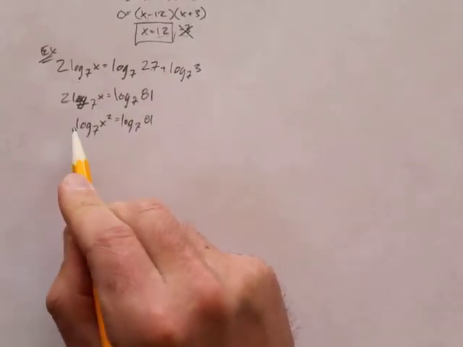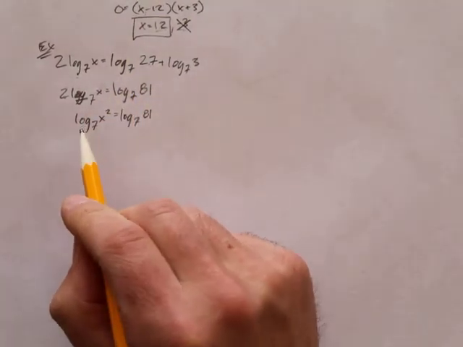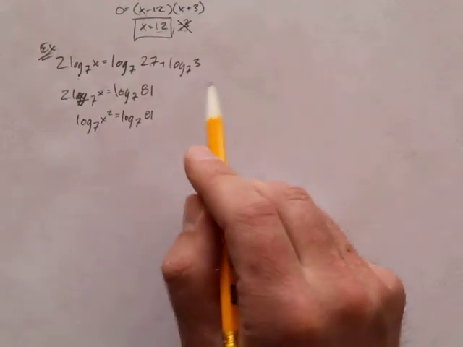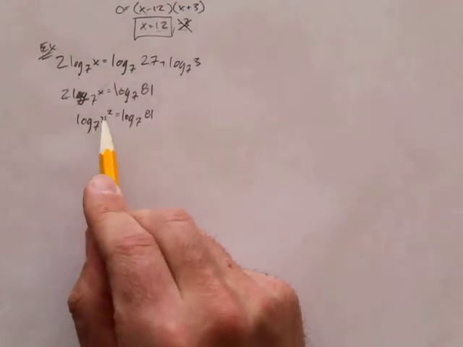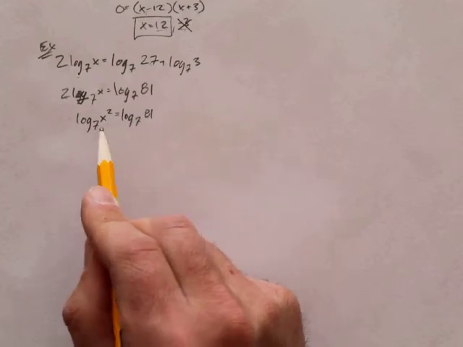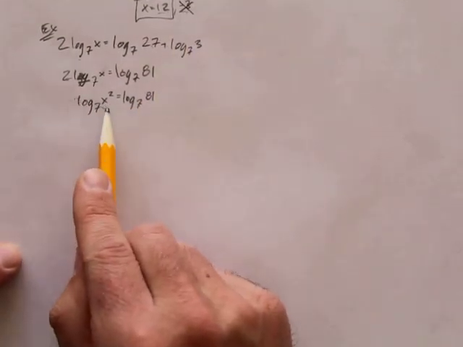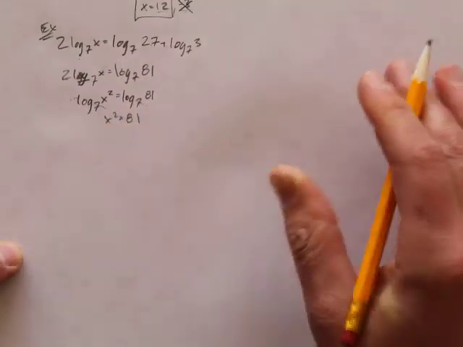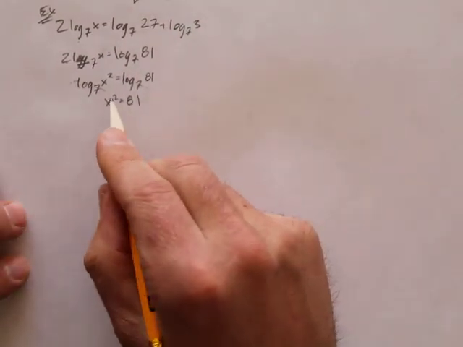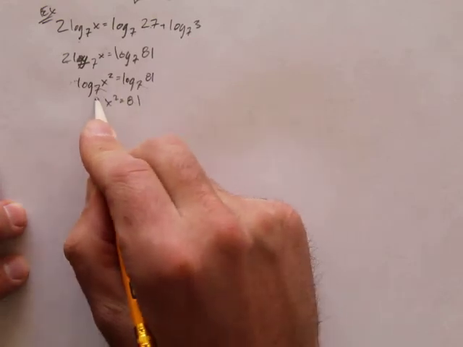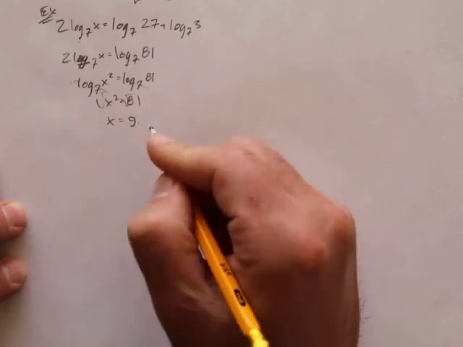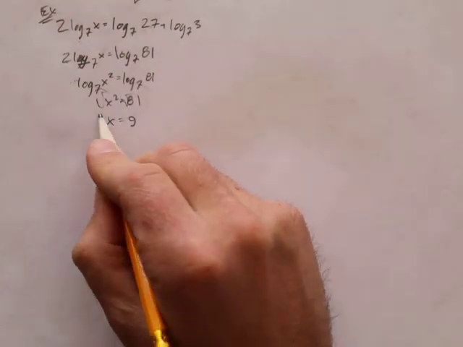So I used my power property to move that 2 in the front up here as squared. Now look, I've got log base 7 of x squared, log base 7 of 81. I can ignore these log base 7s here and just look at x squared equals 81 now. I'm going to take the square root of both sides. x equals 9. And that's it. That's my answer.